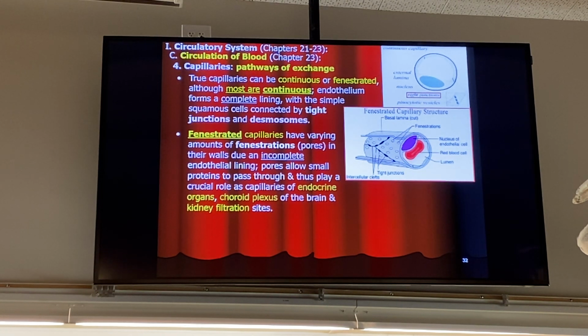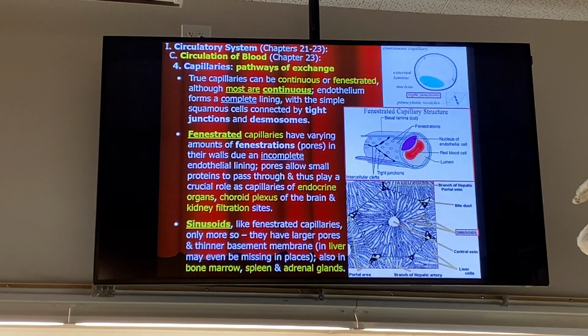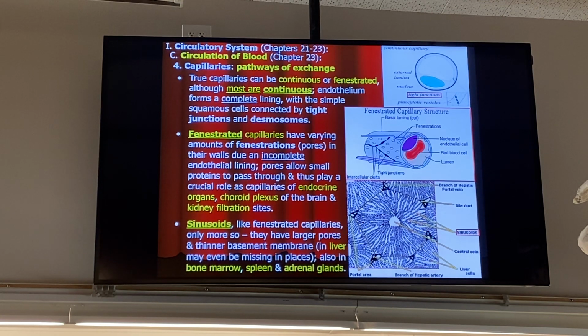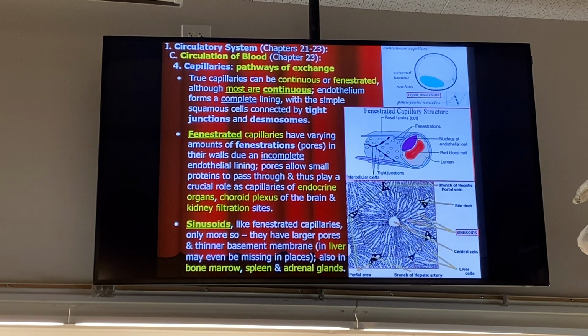There's a third kind of capillary, and that has huge wide gaps, just barely able to keep blood cells inside of it. That would be a sinusoid. We are going to see liver sinusoids next week, next week in lab, not this week.